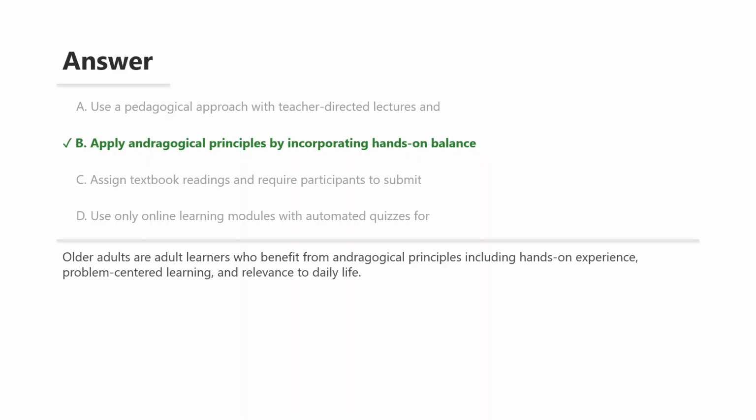The correct answer is B. Older adults are adult learners who benefit from andragogical principles, including hands-on experience, problem-centered learning, and relevance to daily life. Hands-on balance exercises and real-life scenarios directly apply adult learning principles.